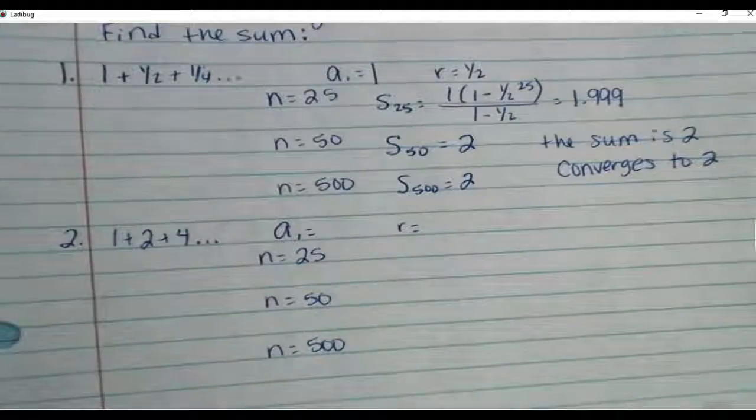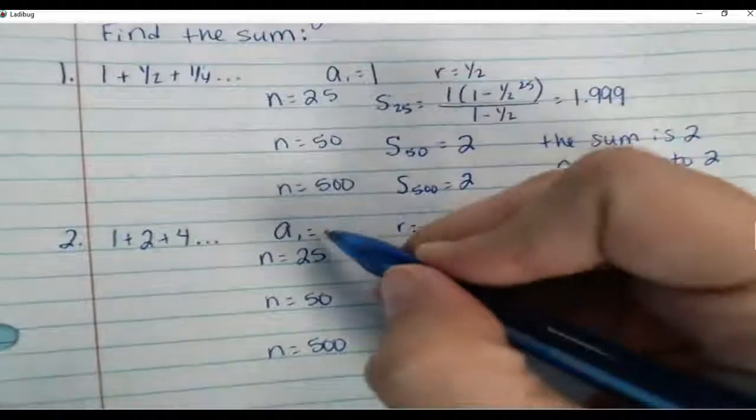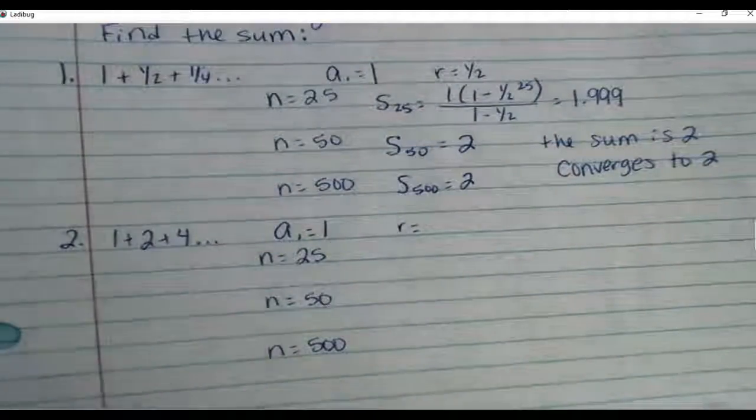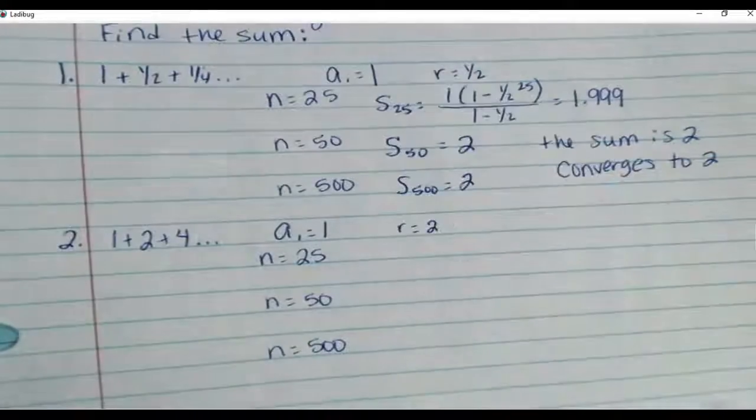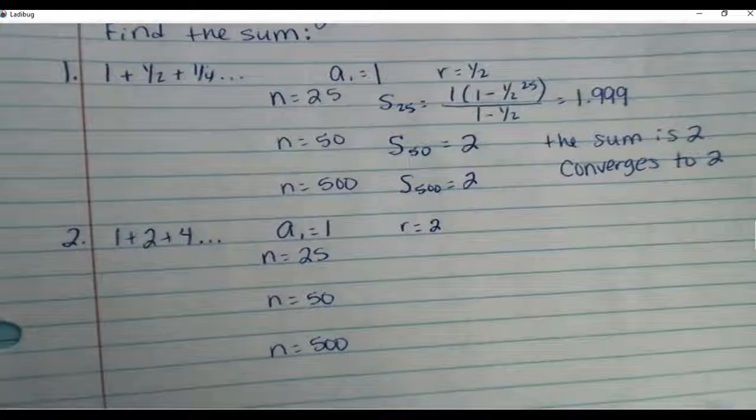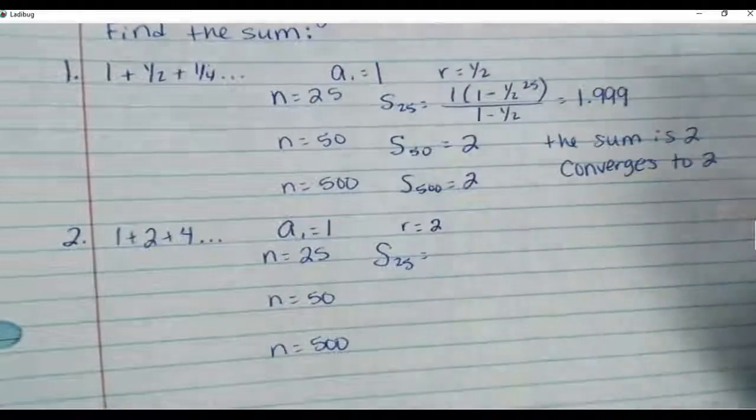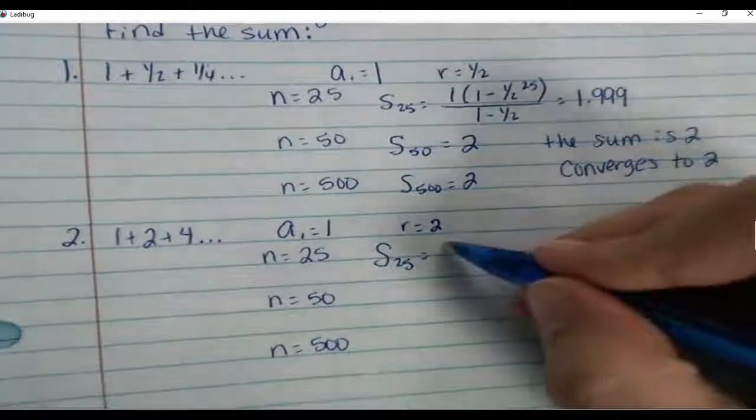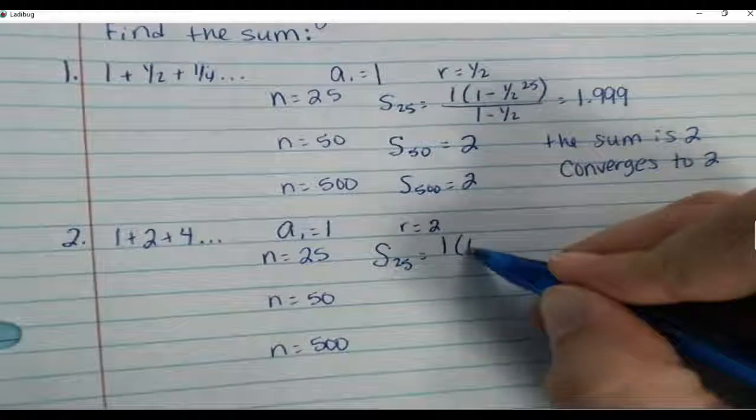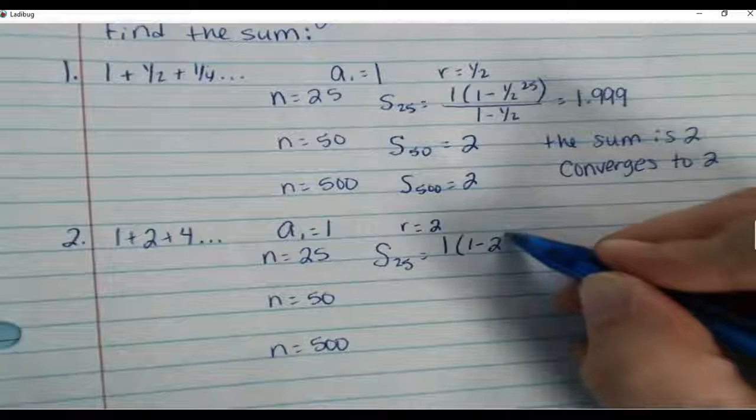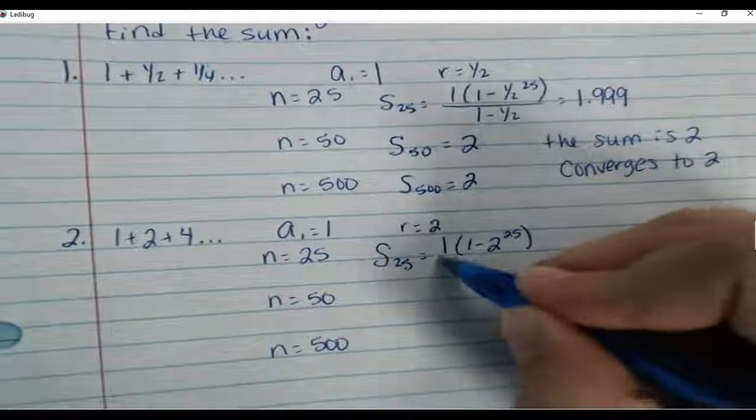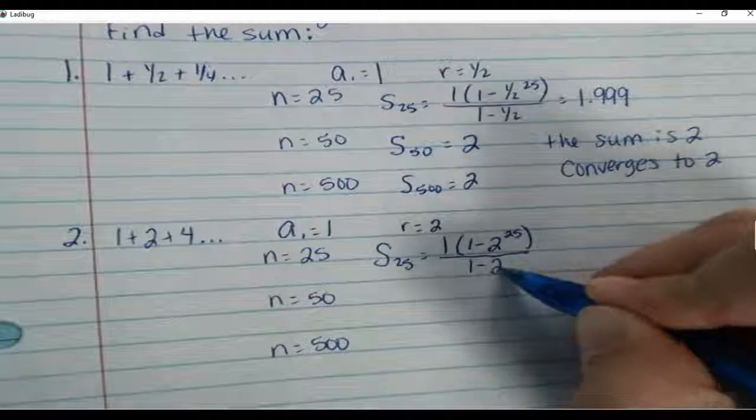So what's our a1? 1. What's our r? What are we multiplying by? 2. Good. So then for our first one, the sum of the first 25 terms, our formula from yesterday is 1 minus 2 to the 25th over 1 minus 2.